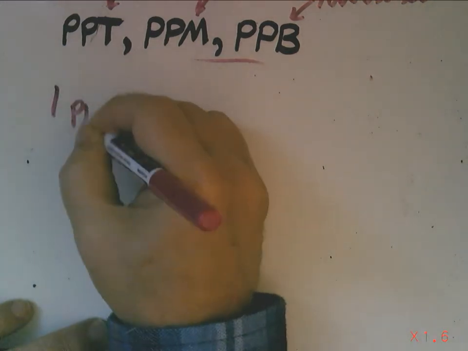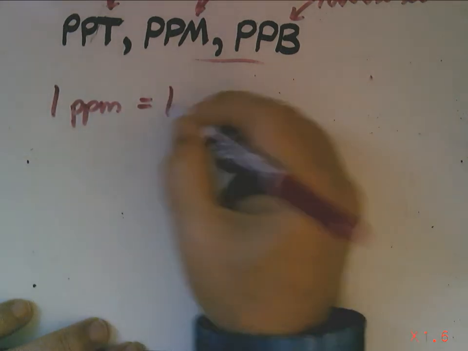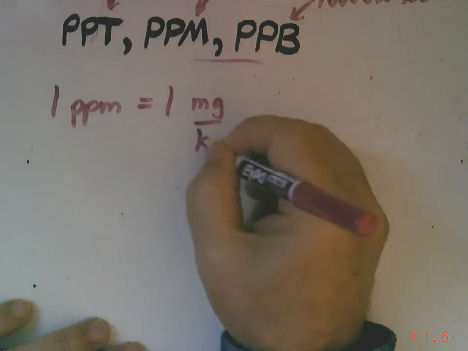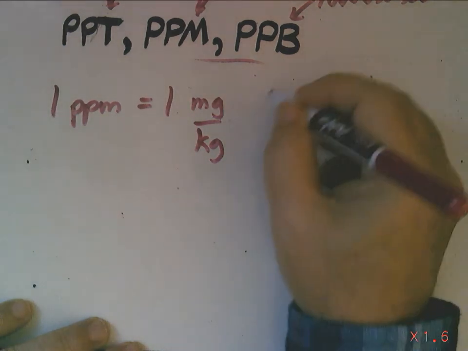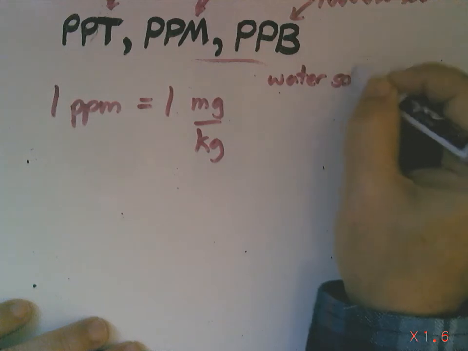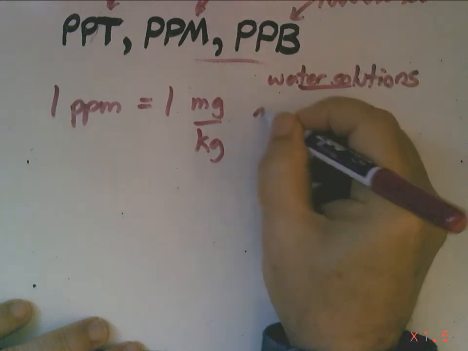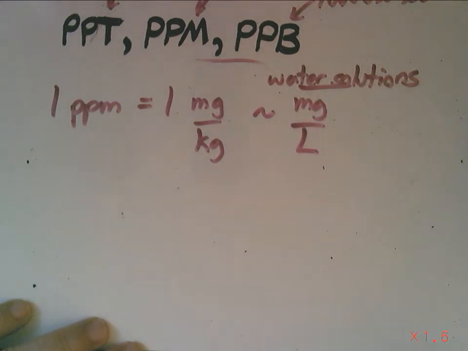1 part per million is the same thing as 1 milligram per kilogram, exactly. When you're talking about water solutions, and the solutions should be fairly dilute, you can say this is about a milligram per liter. So when people are talking about parts per million, it's a milligram per liter.